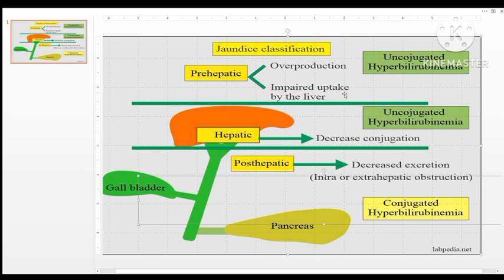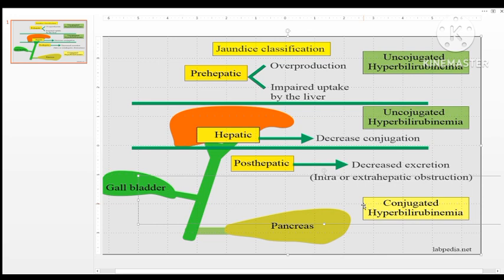Now what are the tests to detect this type of jaundice? There is a test called Van den Bergh reaction. Unconjugated hyperbilirubinemia gives indirect Van den Bergh reaction, while conjugated hyperbilirubinemia gives direct Van den Bergh reaction. What is the Van den Bergh reaction?